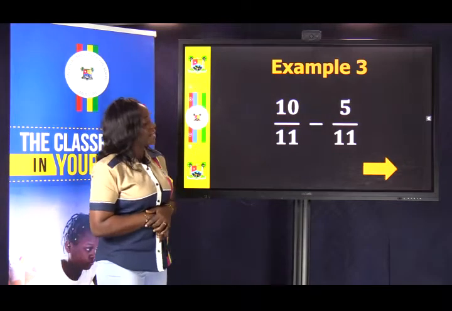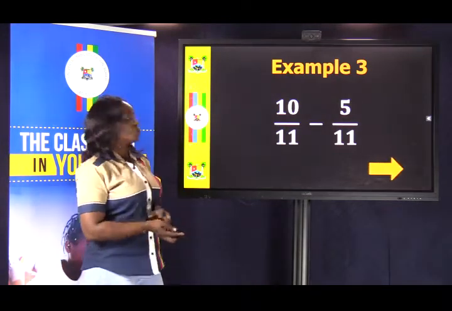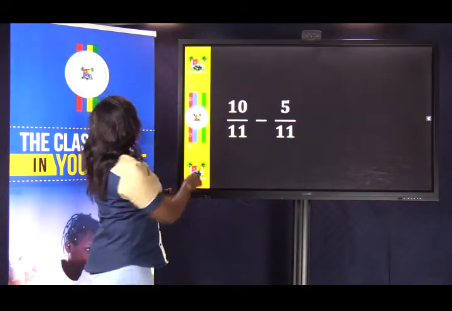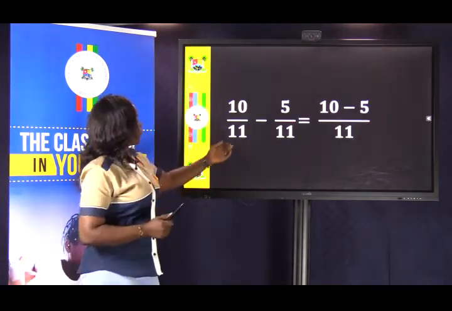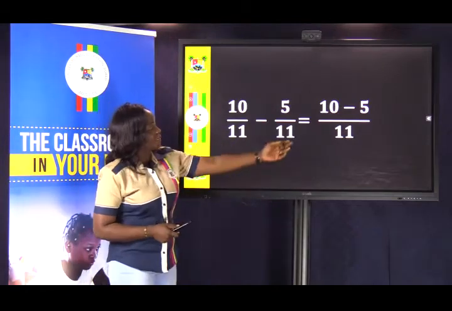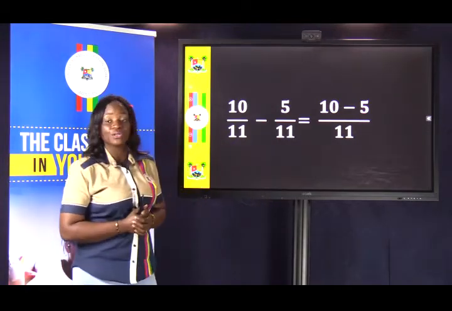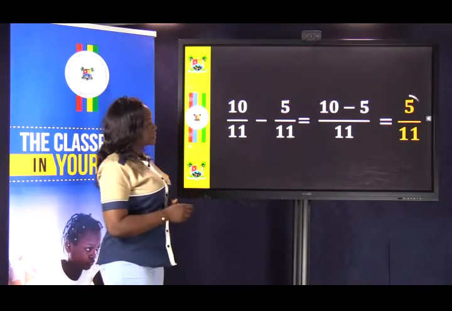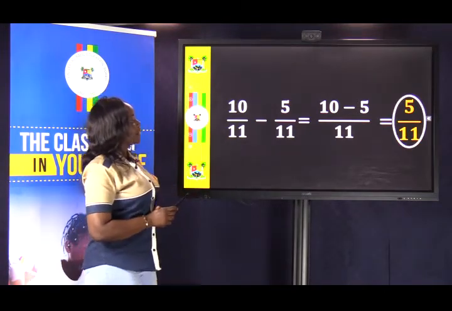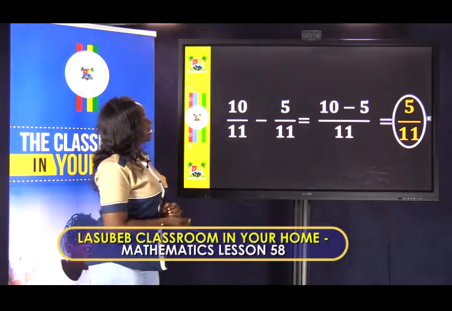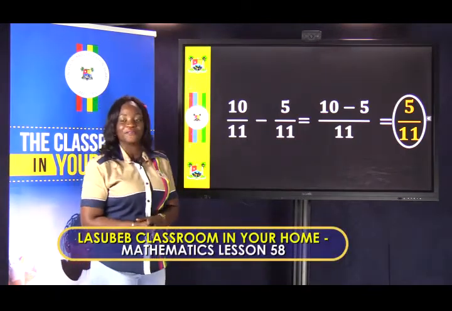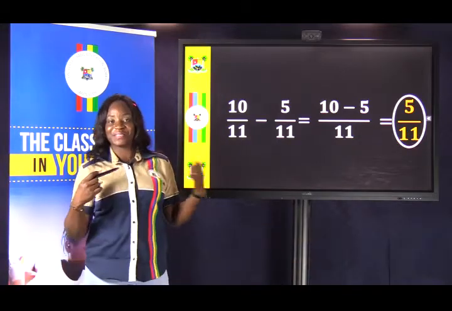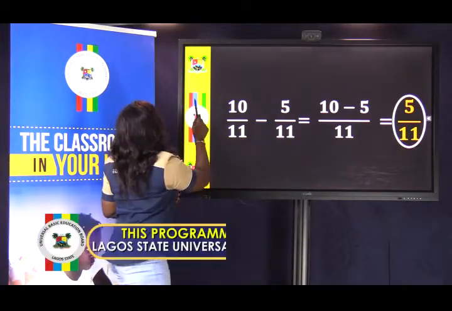10/11 minus 5/11. What do we do? You draw your dividing line. You pick one of the 2 common denominators, 11. Then you subtract your numerators. 10 take away 5 is 5/11. Are we together? Say together we are. Let's go on.